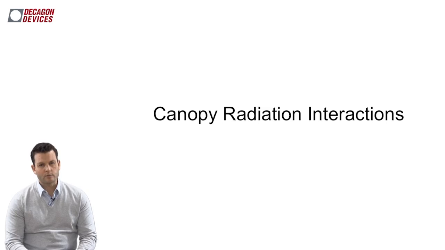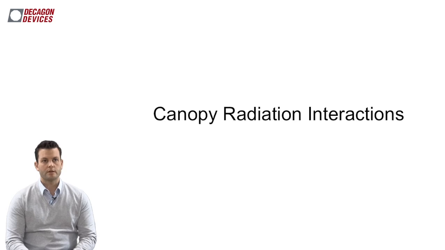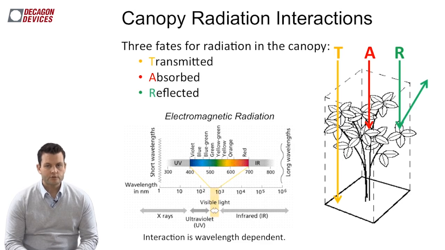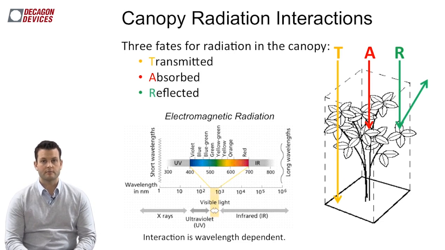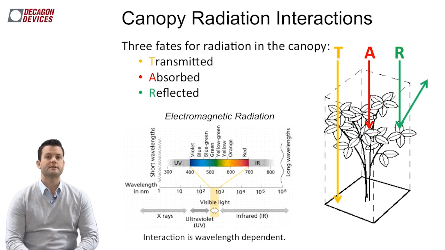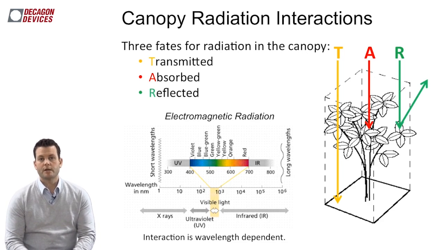So to understand where NDVI and PRI come from, I'd like to just take a few minutes and give you a general overview of canopy radiation interactions. There are three primary fates for electromagnetic radiation as it interacts with plant canopies. You can think of this energy as photons, coming from the sun, our source. They can interact with the canopy in three ways.